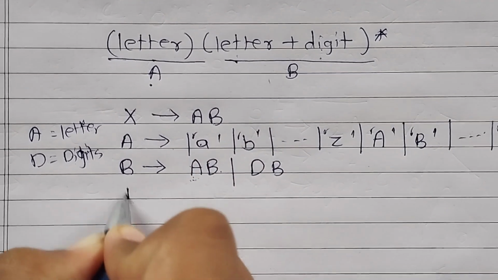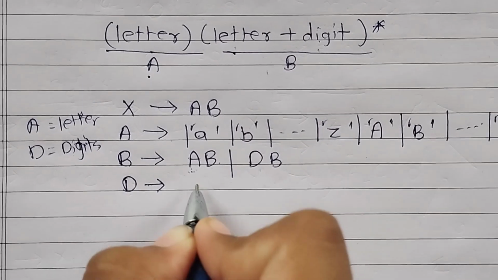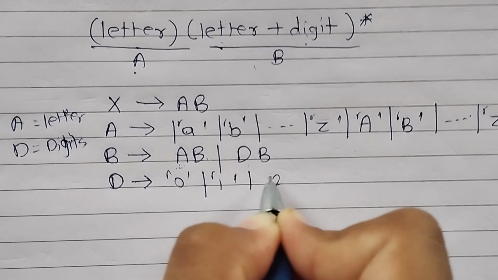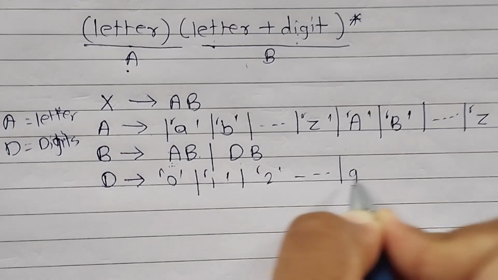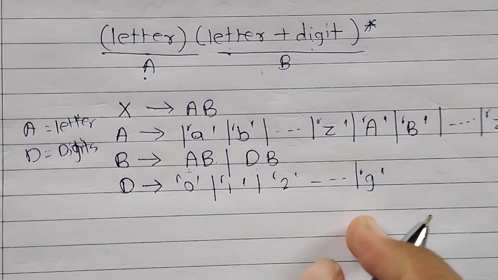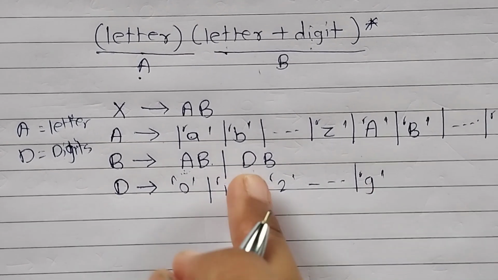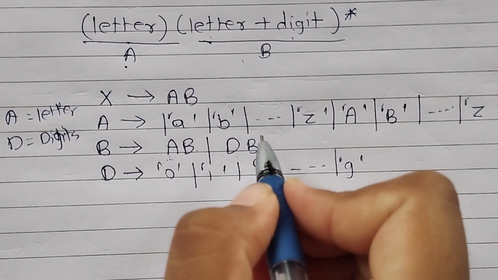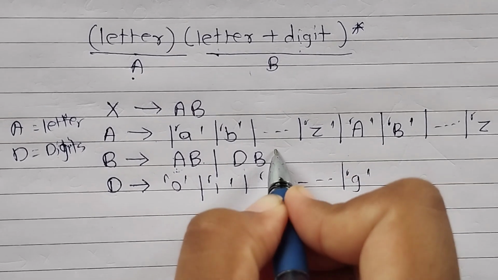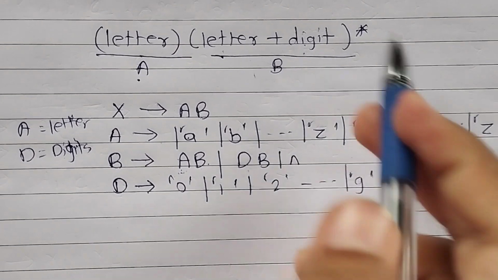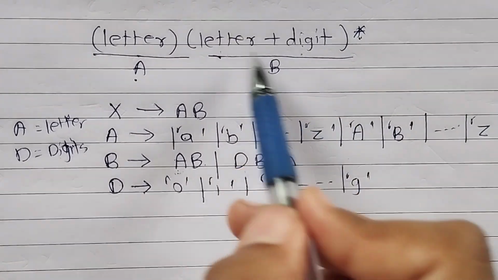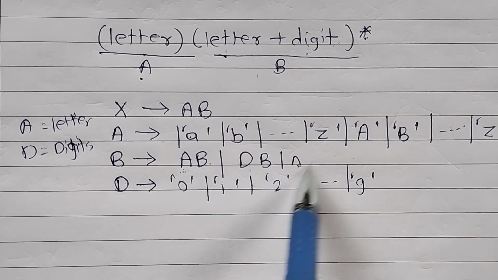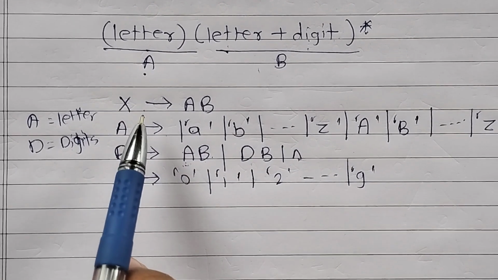So D is nothing but my digits. Digits can be 0, 1, 2 up to 9. Up to 9 my digits will be read by this B. Or this can read null also, because of A star, and A star means this bracket can be null also. So for that I write this. So I hope you all get an idea about this also.